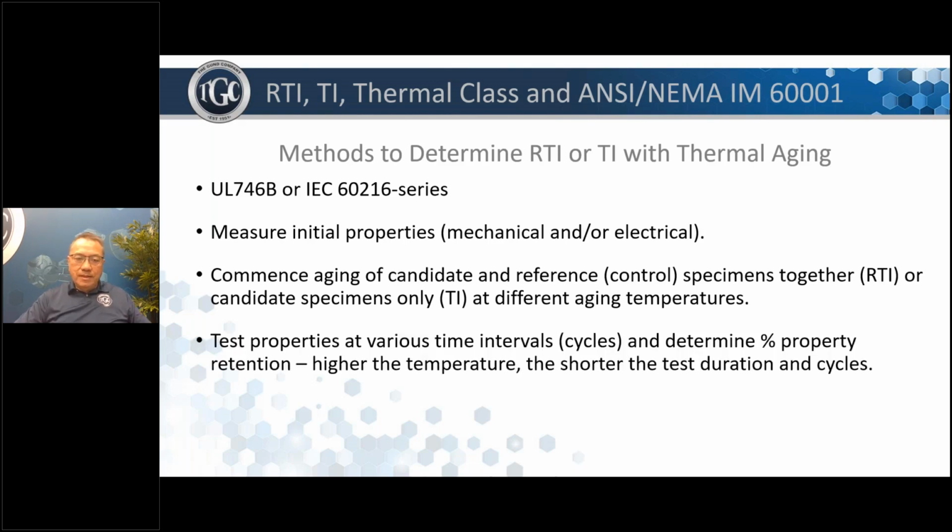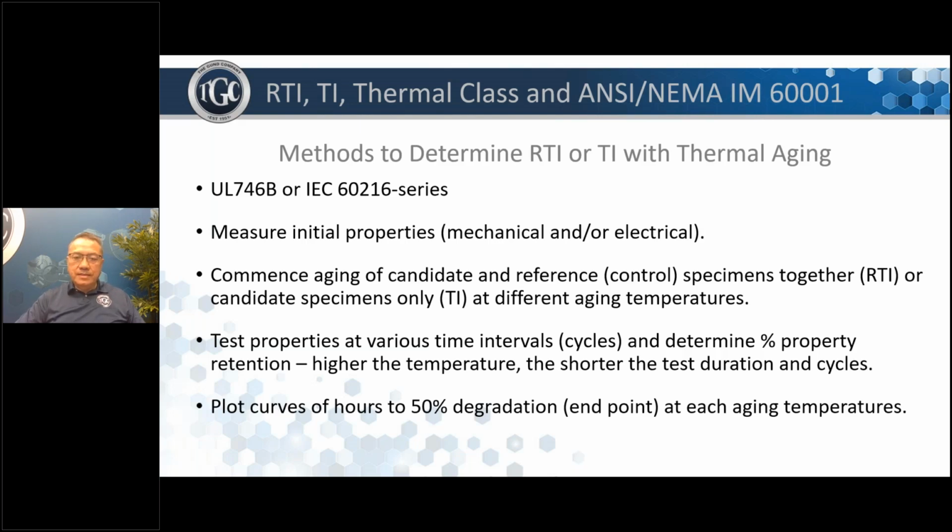What we do is that for each aging temperature, we test it at different time intervals. UL calls them cycles, IEC calls them cycles also. And we determine the percentage of property retention. The higher the aging temperature, the shorter the test duration. That means the cycle will need to be a lot shorter. It can be as short as 2 days or 1 week. At lower temperature, the cycle could be about, say, 3 weeks, a month.